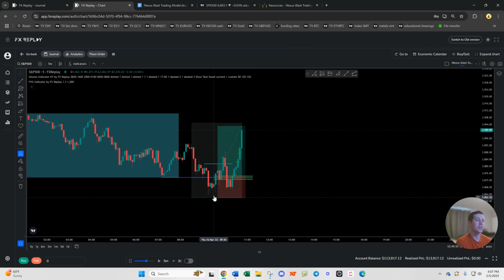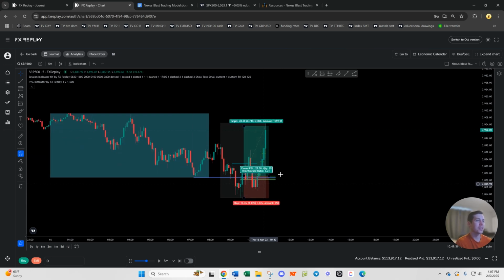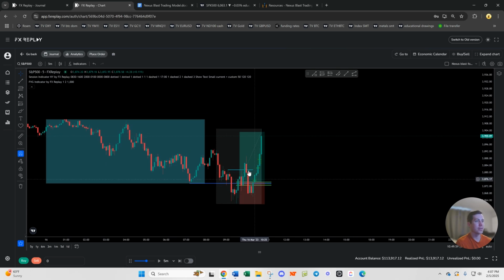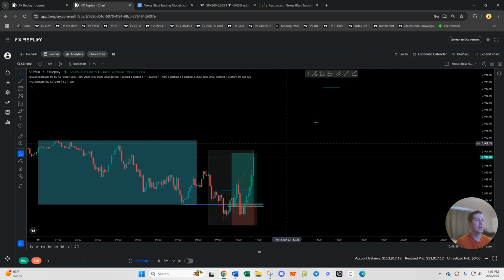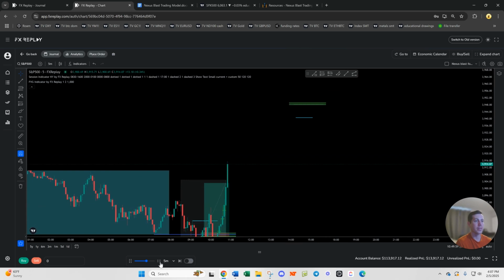I just had to use, if you have maybe non-fresh fair value gaps, maybe just use a little bit more conservative stop loss. This is just a single case, but it did work out. So it looks like you can use fair value gaps even if they've been tested already. I think there was another trade later in this day. Let me just get to it.